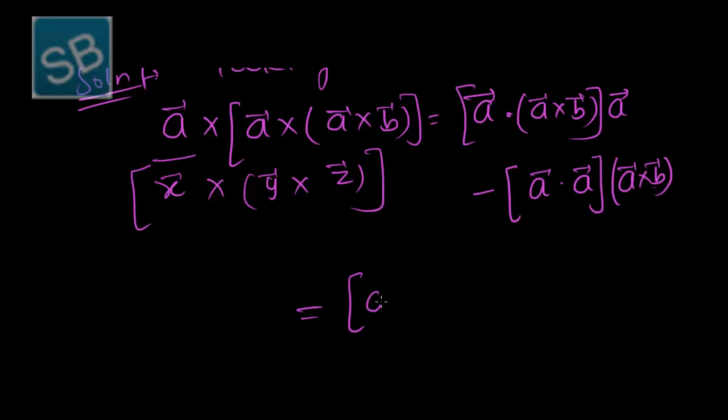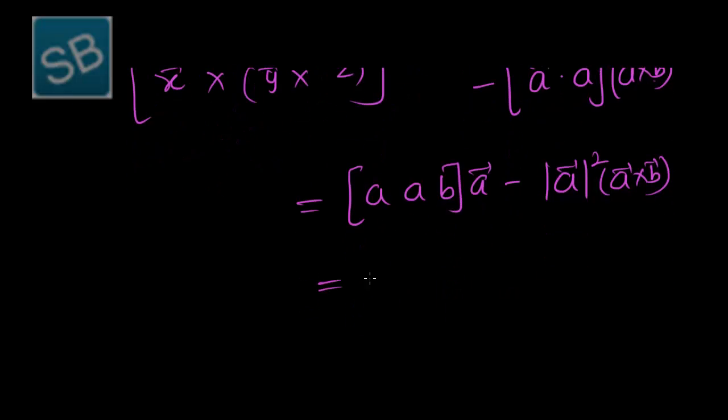as we know that A A B, if two vectors in a scalar triple product are same, then it is 0. So it will become 0 and A dot A is modulus A square. That is a property of dot product. So we get this is equal to 0, 0 into vector A minus mod A square A cross B.